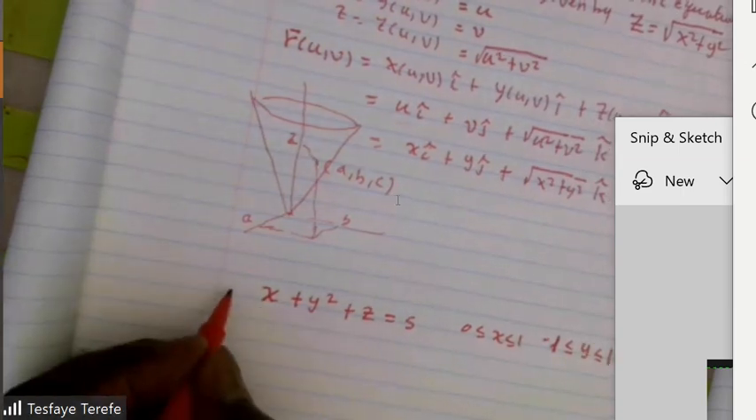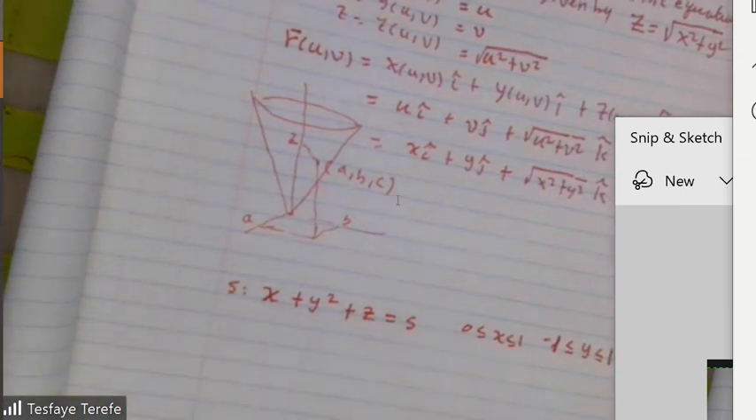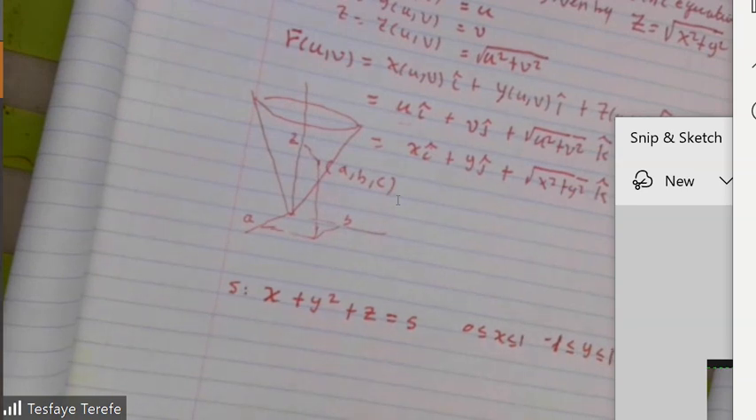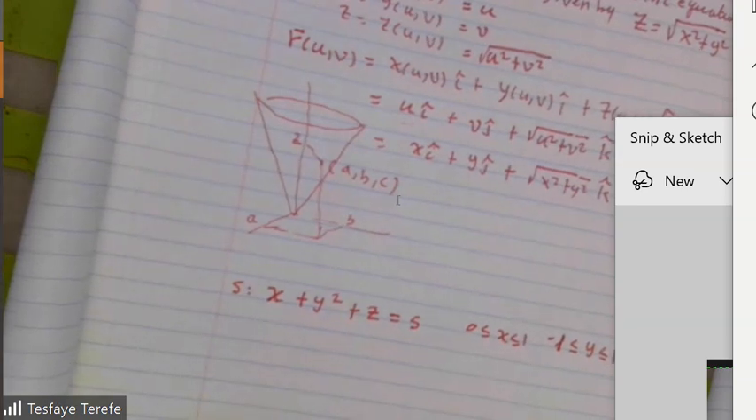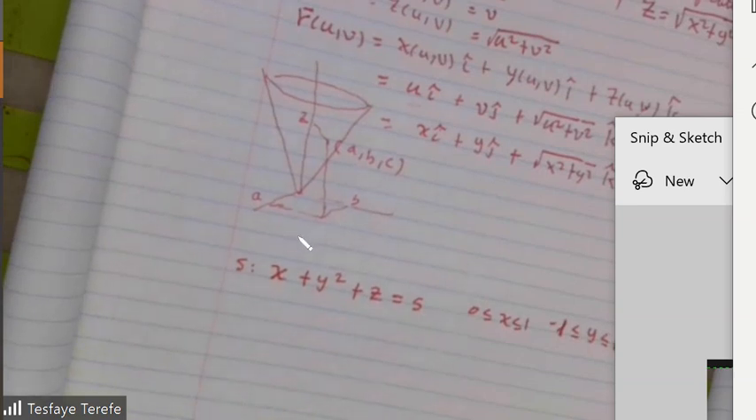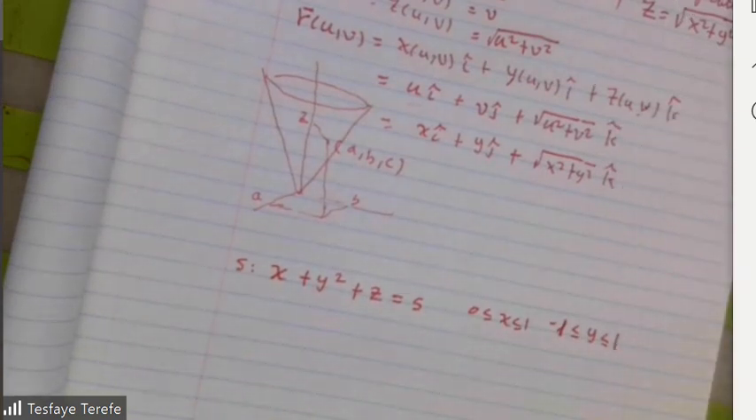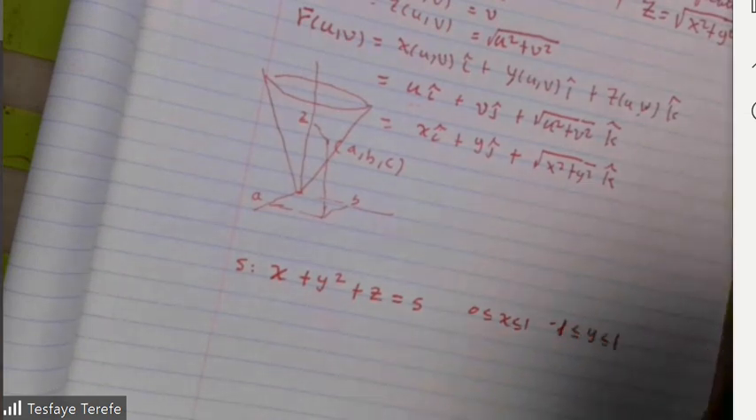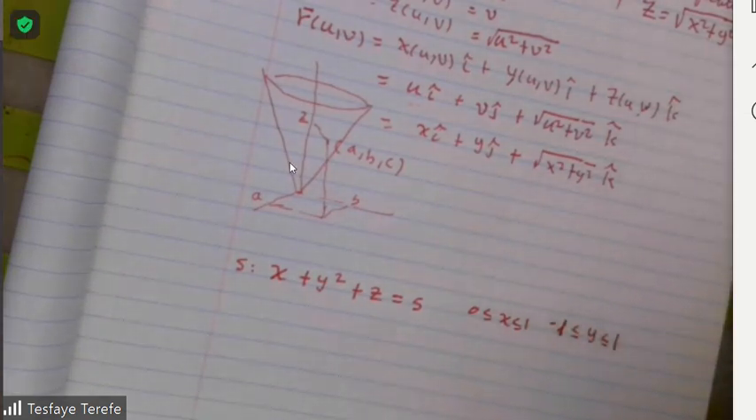This is the surface S. And parameterize it. And please put your answer on chat so I can see whether you really understand what's going on or not. If we understand this nitty-gritty stuff, the fun will be starting tomorrow. That means we are going to integrate flux.